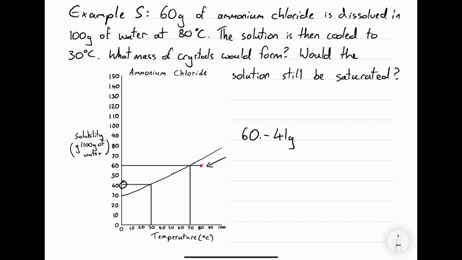So if we take away 41 grams from our initial 60 grams, we get 19 grams, which means 19 grams of ammonium chloride crystals would form if the temperature was cooled down to 30 degrees Celsius. And yes, the solution would still be saturated. However, if the solution was cooled down further, more crystals would appear.